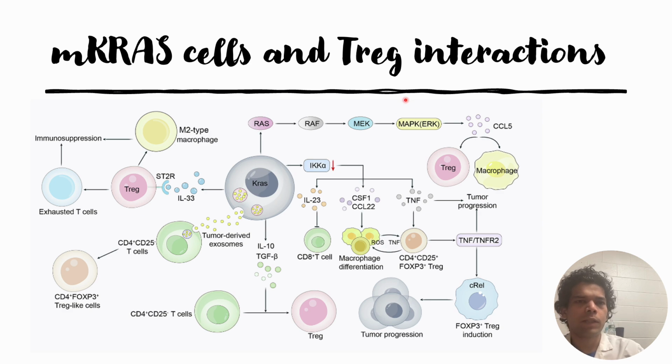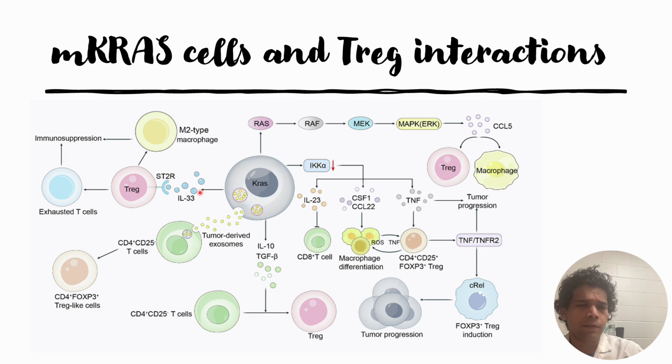Today we will discuss the interactions between mutant KRAS cells and regulatory cells, and how they help convert them into M2-type macrophages or help in tumor progression. We will discuss one by one the main approaches mutant KRAS uses to convert Tregs into immunosuppressive cells or help them in tumor progression.